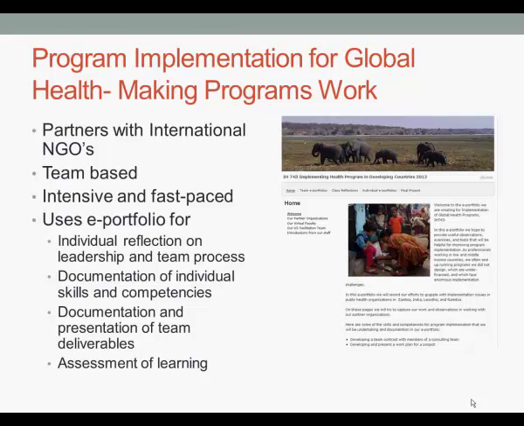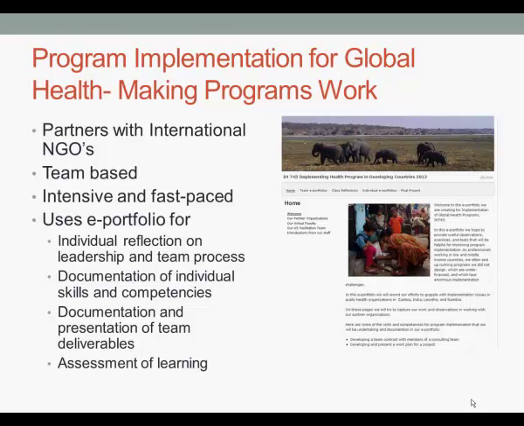So our course is called Program Implementation for Global Health, Making Programs Work. And in that course, we partner with NGOs, non-governmental organizations. And this past fall, we had an organization, Farm Access in Namibia, Z-Card in Zambia. We worked with the Boston Lesotho Health Alliance that's based out of Boston Medical Center, but whose offices are in Lesotho.